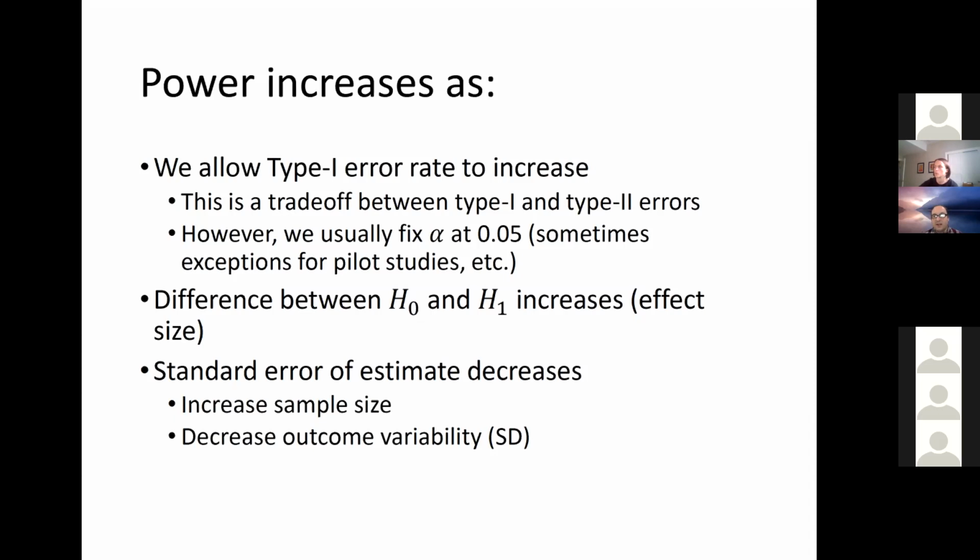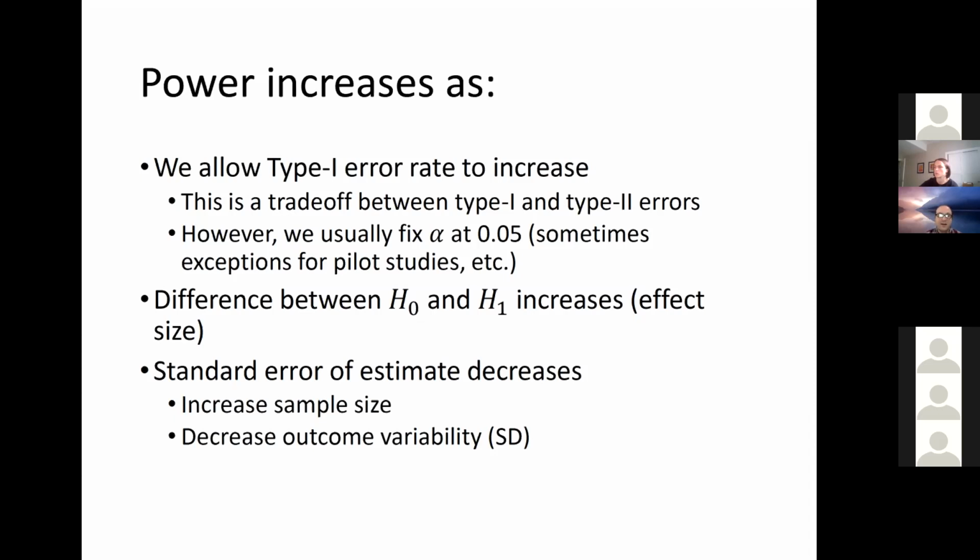And finally, the sampling variability piece, right? As the standard error of your estimate decreases, power will increase. And two things go into this actually. So sample size is one component of standard error, but the other component is the variability of the outcome.